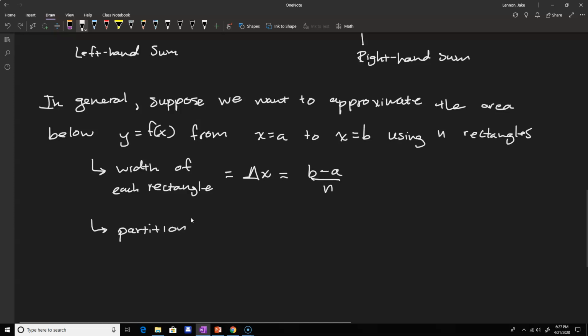So what will that partition look like? Well, we can use a bunch of indices. Basically, we'll have our starting point x0, then we'll have x1, then we'll have x2, and we'll have a bunch of different markings until we get to our final point, xn, which happens to be b. So x0 is another name for a, and xn is also b. Then we have a bunch of intermediate markings where we're essentially counting by the width of each rectangle. We're counting by delta x's until we get up to b.